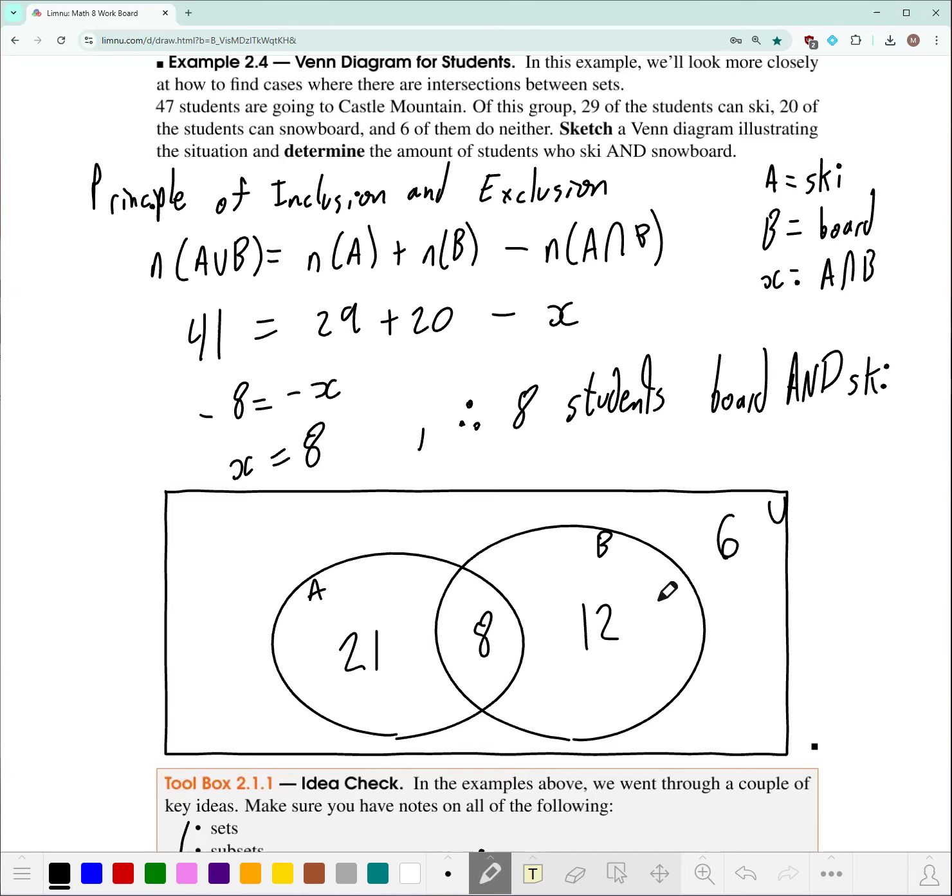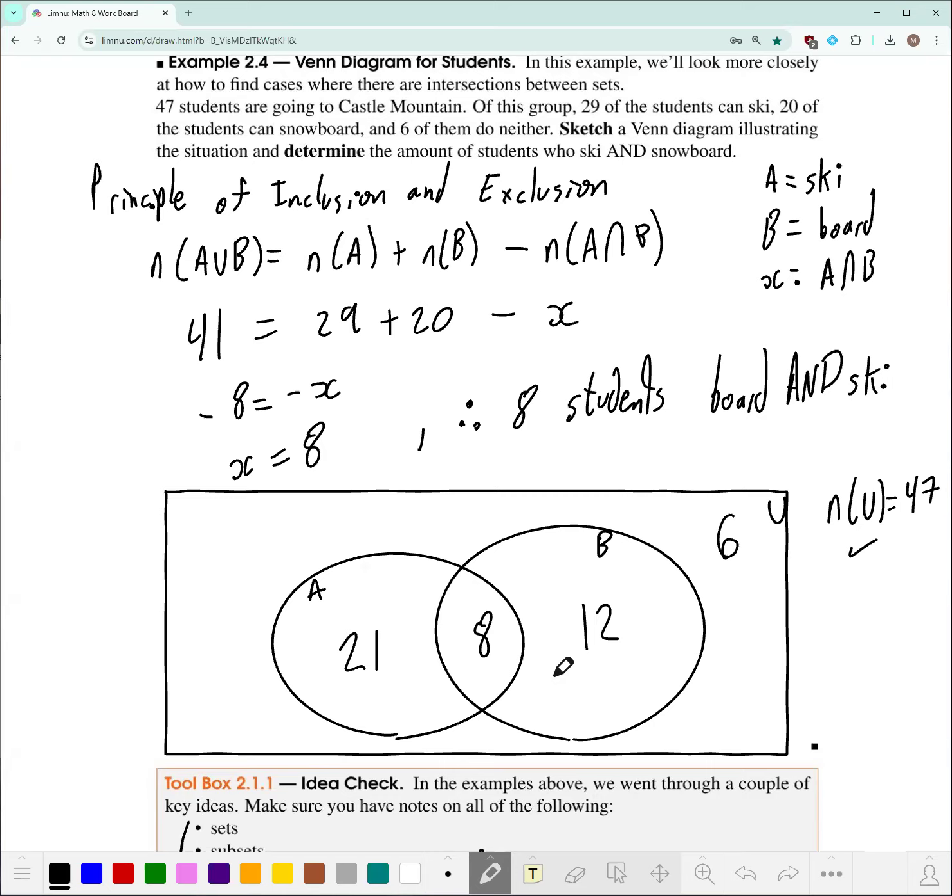Now, remember our universal set, U, was equal to 47. So when I count these all up, it should equal 47. 21 plus 8 and 12 is 41, plus 6 is 47, so that's good. Okay, there we go. So there's our Venn diagram. And I really like using the principle of inclusion and exclusion for finding this. But finding this number, sorry, and 12, it's really easy when I see it in the Venn diagram.